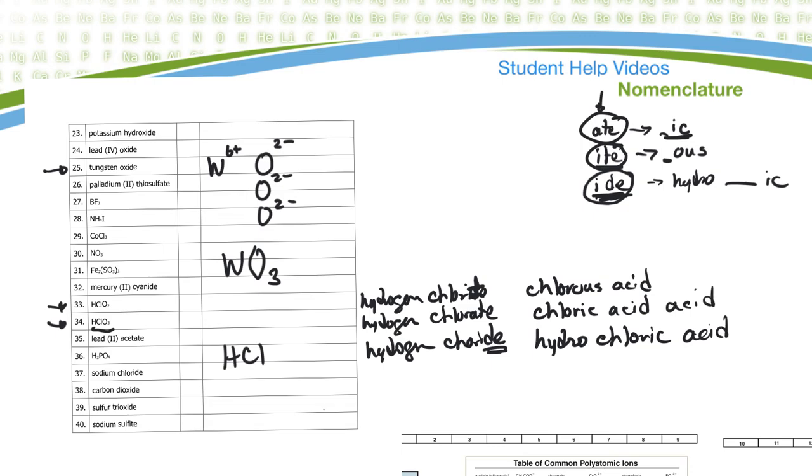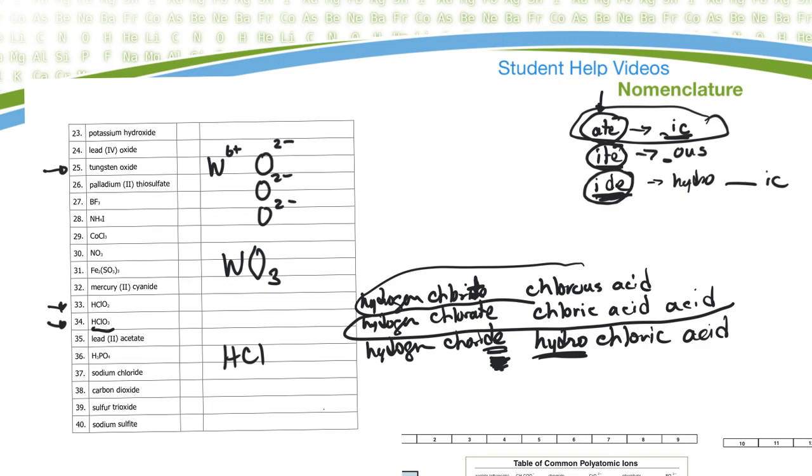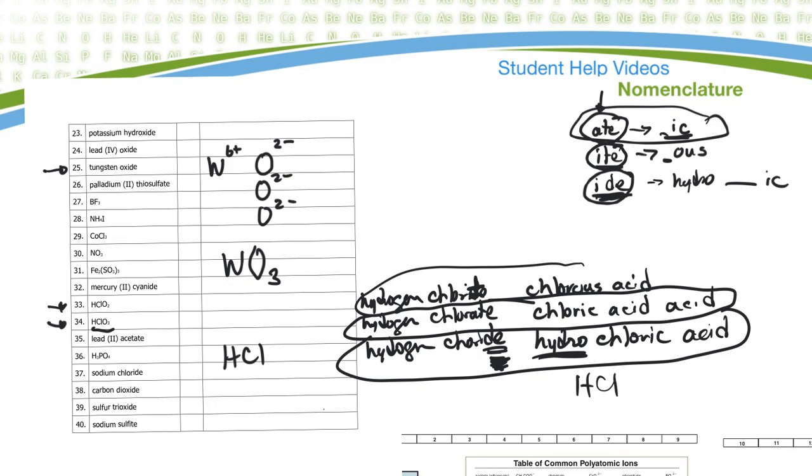Okay? So if there's a hydro, it must have come in from an ide right here. Like this one here and this one here, putting in a hydro means it's HCl. But if there's no hydro, if it's just chloric acid, then it must have come from one of those complex ions that are in this chart here. All right, hopefully that helps you with those few questions.